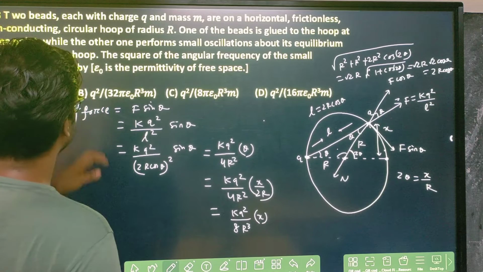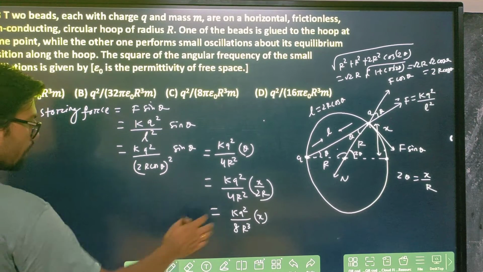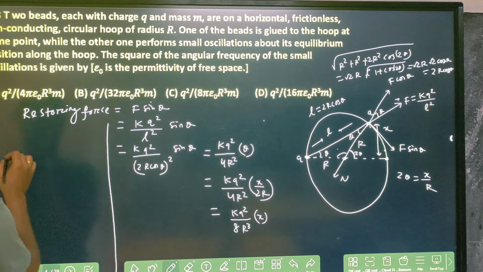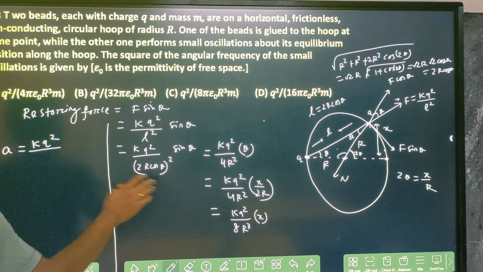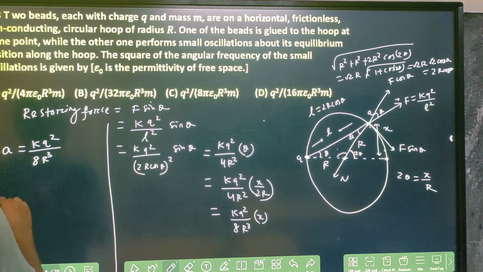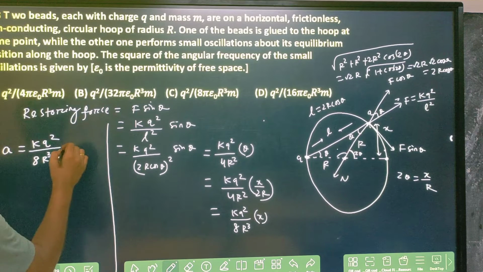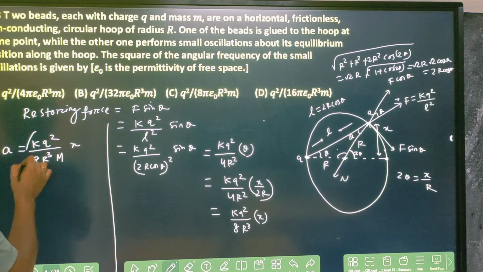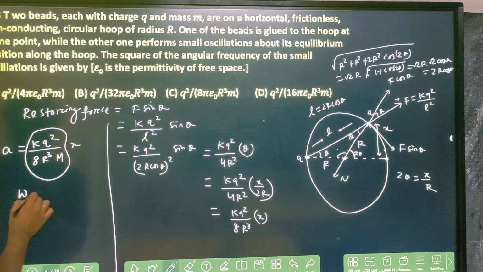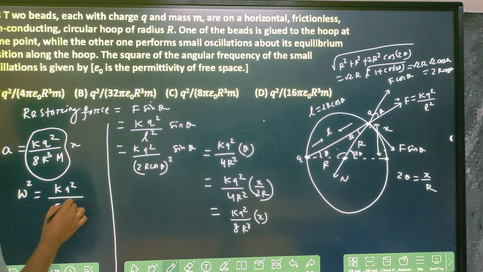This will be a restoring force, right? Now you can find the acceleration here. So the acceleration for this straight force will be kq square divided by 8r cube m, where m is the mass of the bead, and there will be x. So you know that for SHM or small oscillation, a equals minus omega square x, right? So you find this will be your omega square. So omega square equals kq square divided by 8r cube m.